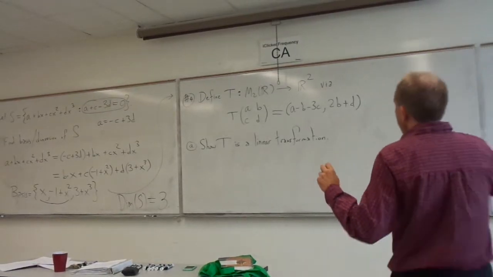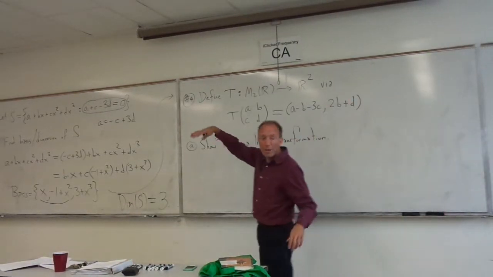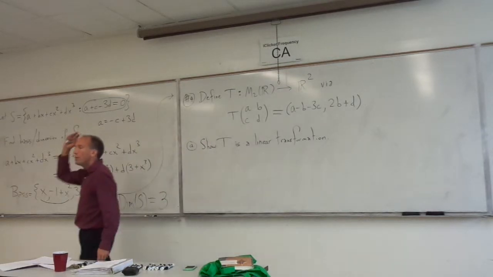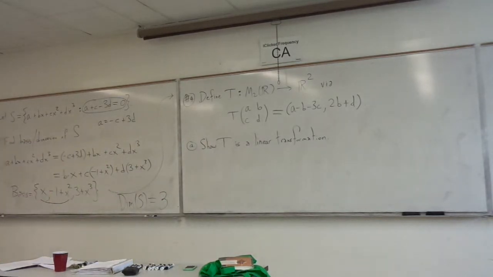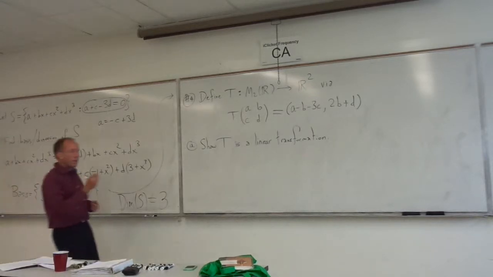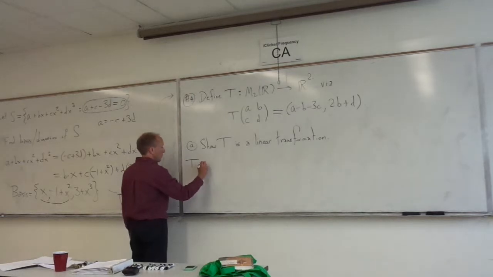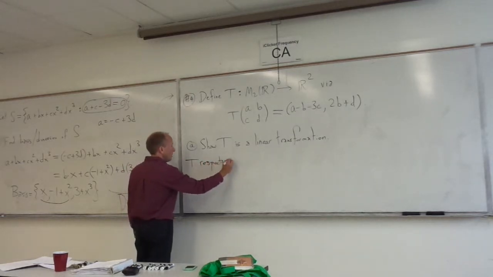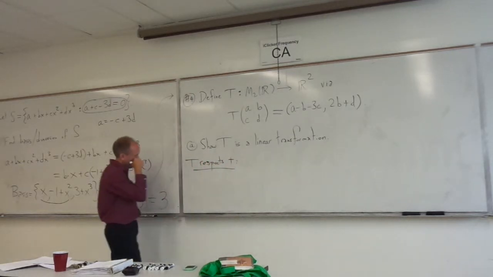Okay, so to show that something is linear, just to remind you, it means we have to show that it respects addition and respects scalar multiplication. Those are the two steps. Okay, so let's just practice that. So T respects addition.